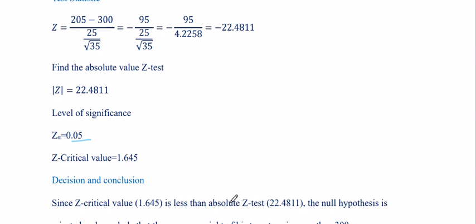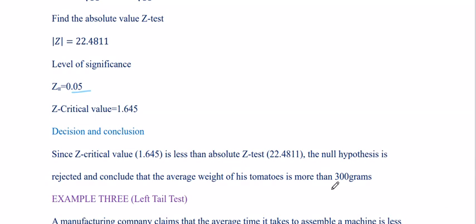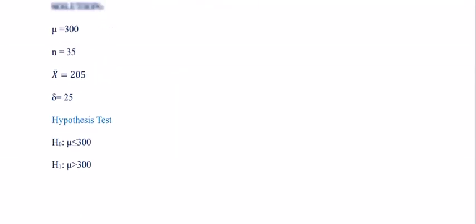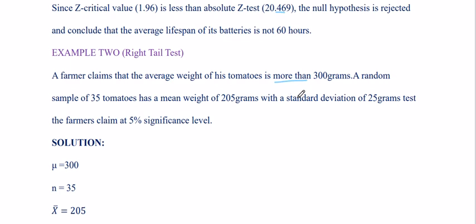Now the next step is to make decision and conclusion about the claim of the farmer. So we now say, since the critical value 1.645 is less than the absolute Z test 22.4811, the null hypothesis is rejected, and we conclude that the average weight of his tomato is more than 300, which means that the farmer's claim is right. His claim is very right.